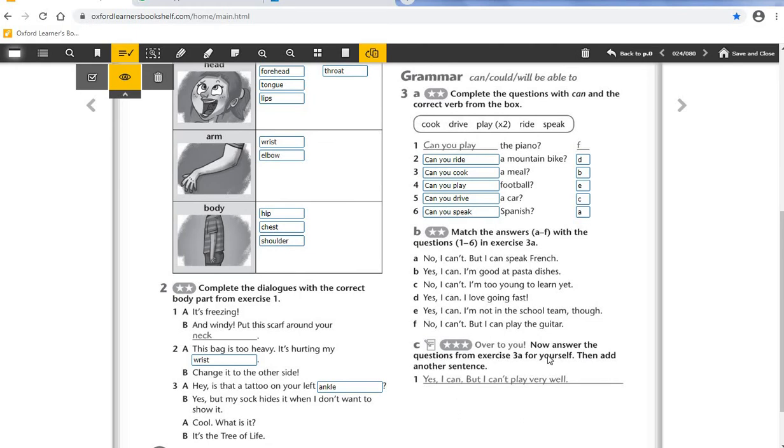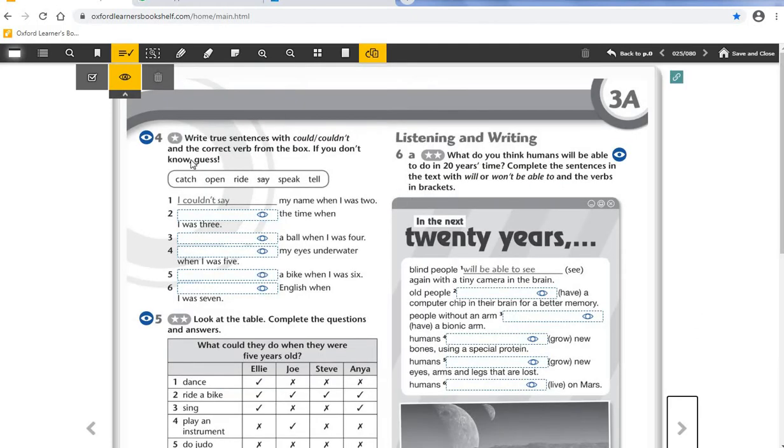And over to you now. Answer the questions from exercise 3 for yourself, then add another sentence. Yes, I can, but I can't play very well. We did it at lesson 2. Now write true sentences with could or couldn't. Let's look at exercise number 1.